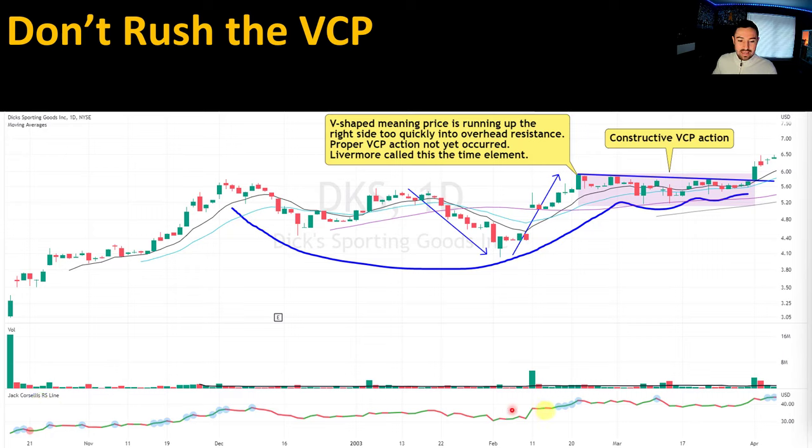Do you see how DKS here is hitting 52-week highs? It's hitting 52-week highs in the base. It's hitting 52-week highs very soon after the breakout as well. If it's got 52-week highs and a very strong relative strength line, it's an indication that the stock is a leader in the market at that present moment in time. So don't rush the VCP, let it go through the constructive proper VCP action. You can see a little VCP in here as well. See that? One contraction, two contraction, tight, tight, tight for this little lower pivot, and then out it goes.